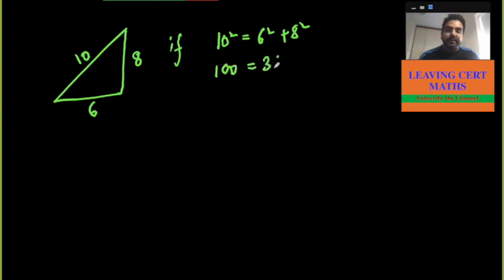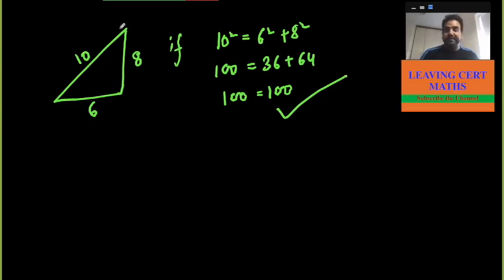So we always start with the largest. We don't know which one is the hypotenuse, because the right angle is not given. So we will start with 10 squared. Is 10 squared equal to 6 squared plus 8 squared? So this is 100, this is 36, this is 64, right? So 100 equals 100, which is right.